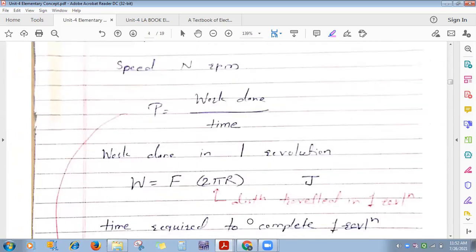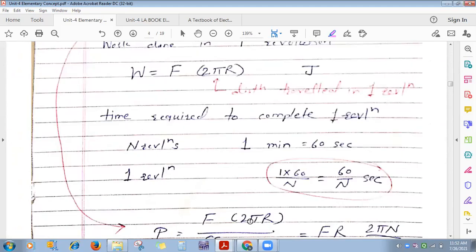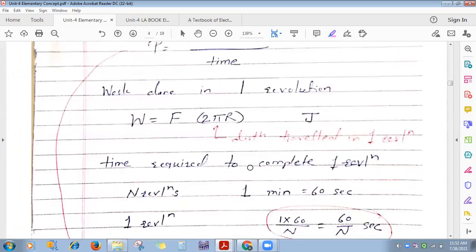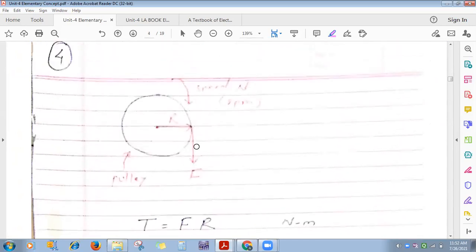Now here the formula is there, the derivation of P equals T omega, that is explained over here. For that purpose, what is considered is a pulley. Maybe it is not that clear to all of you, so I'll explain here. See, the pulley's radius I have denoted here as a capital R. You can use small r also.